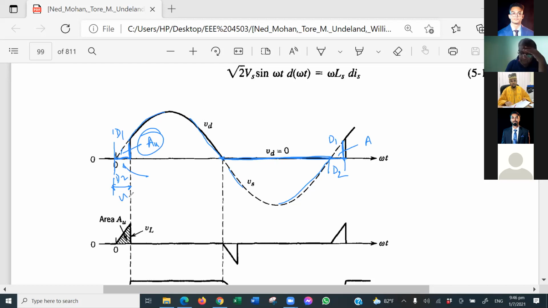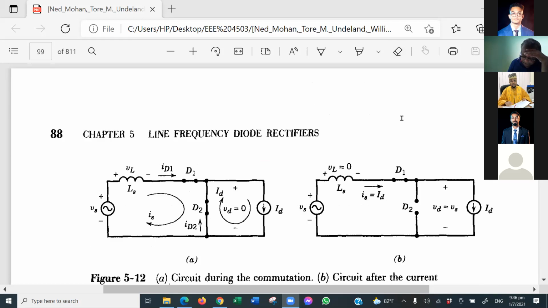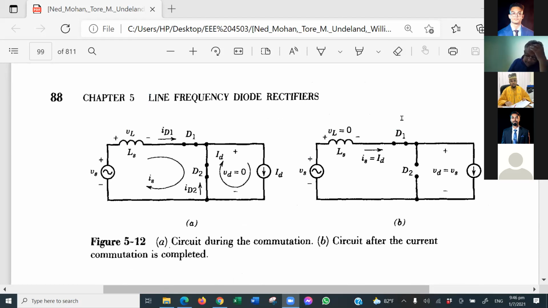Okay, now I am going back again to your this thing here. During the commutation, it is showing you the commutation means the shifting of the current from D1 to D2. When both diodes are conducting, then if you apply the Kirchhoff voltage law here, what will be the Kirchhoff voltage? VS should be your VL plus 0, right? This is 0. So VL should be equal to your VS, right? Yes, sir. VS equal to √2 VS sine of omega t.